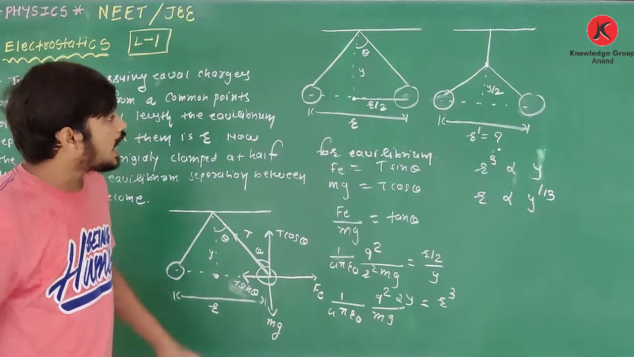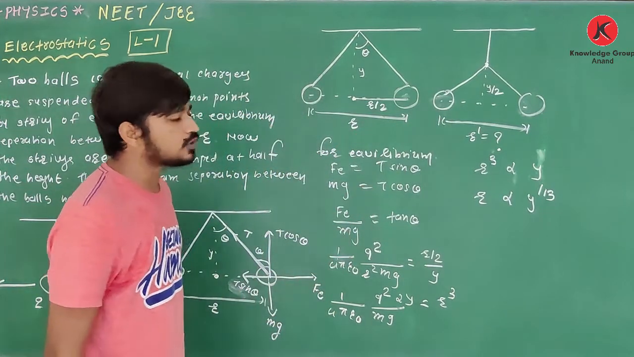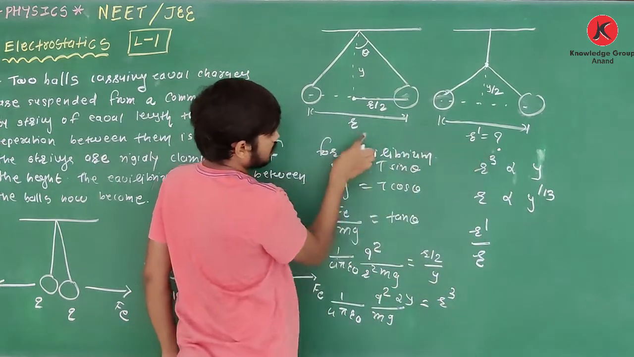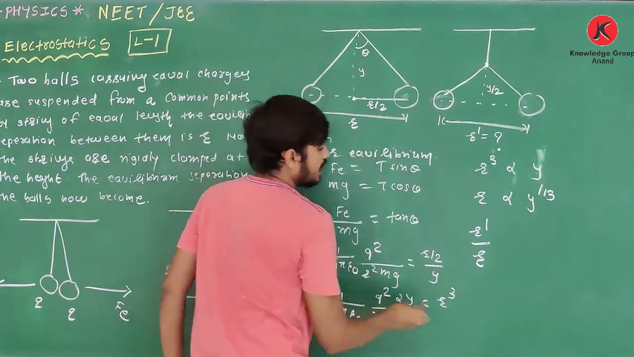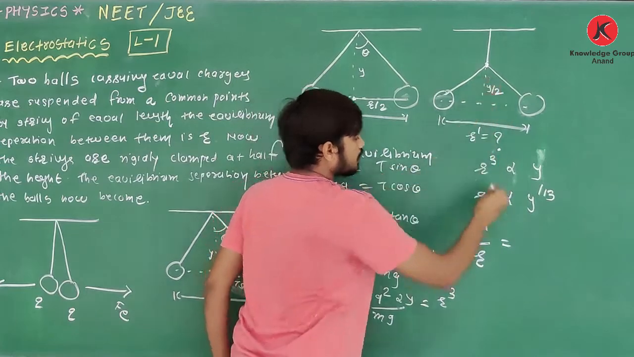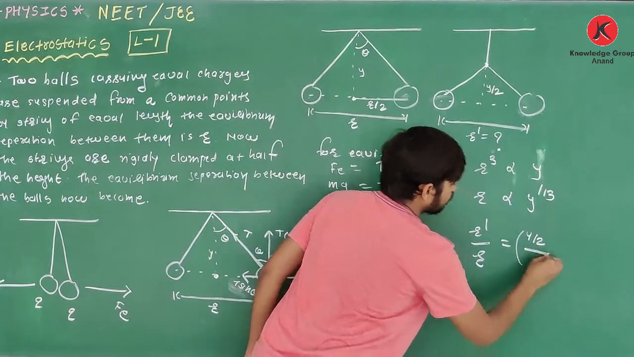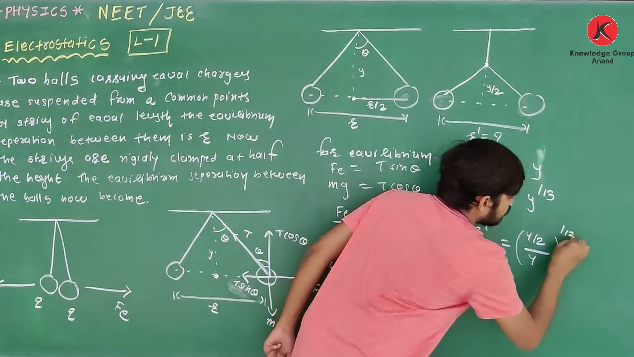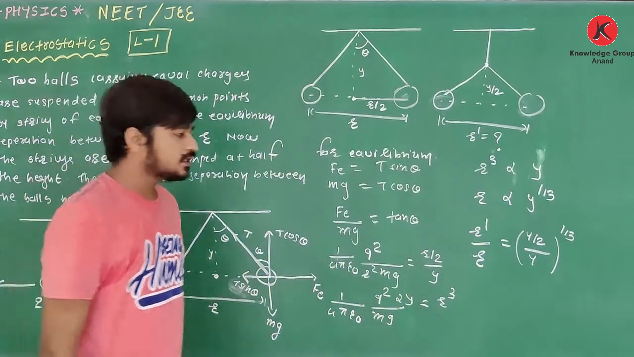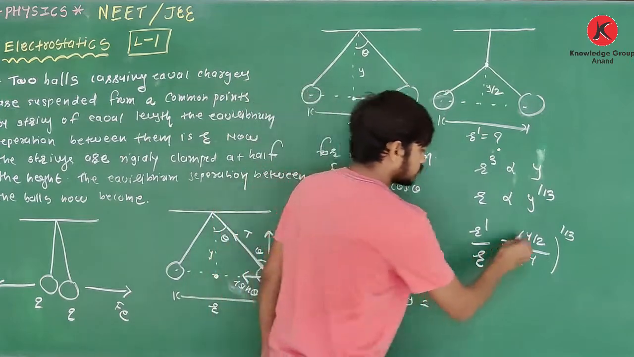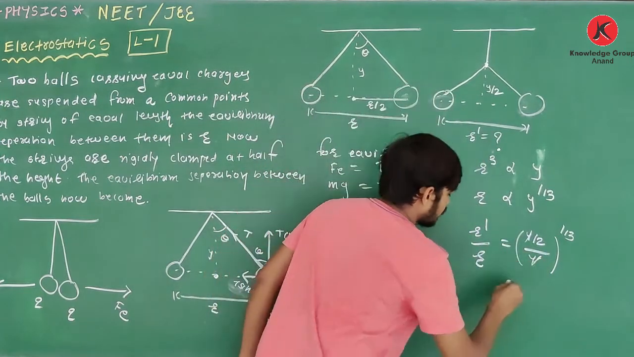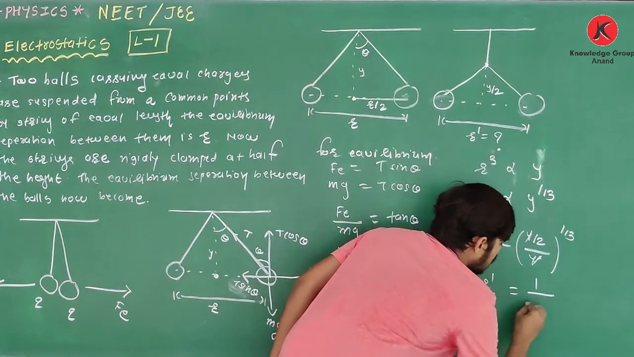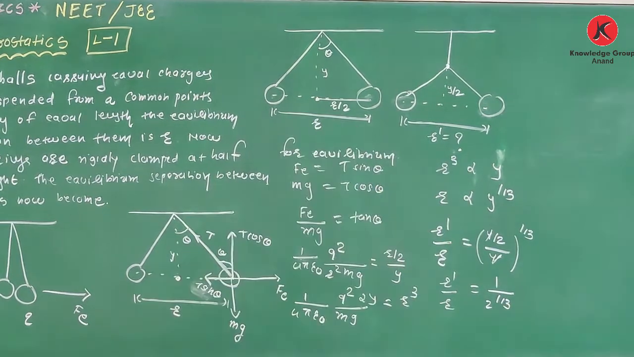So now, how to relate this? See, r dash upon r is equal to, in this case, what is the height? It is y by 2, raised to 1 by 3, upon y raised to 1 by 3. Clear about this? So y cuts, then r dash upon r is equal to 1 upon 2 raised to 1 by 3.